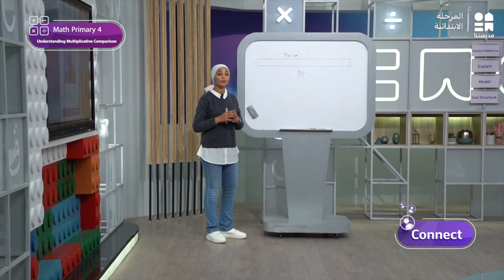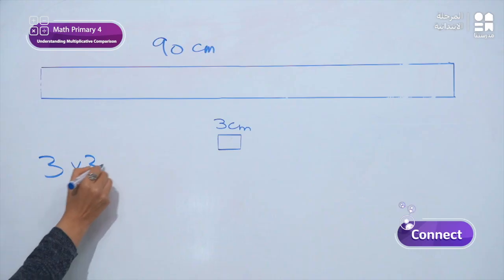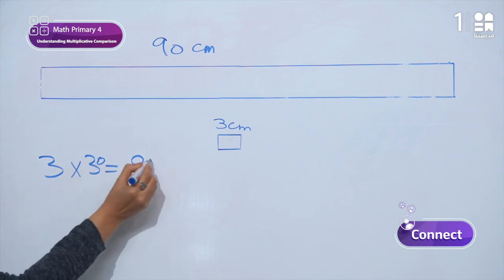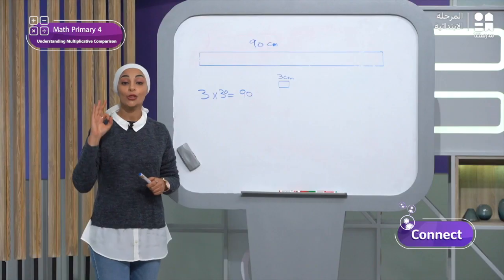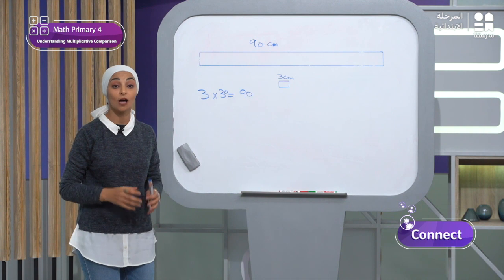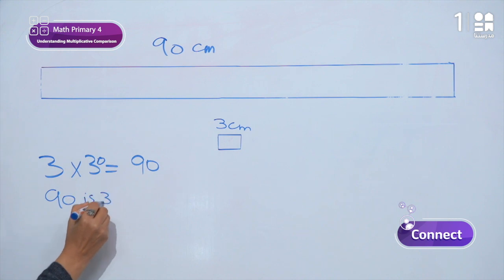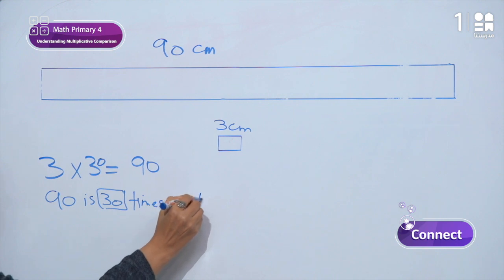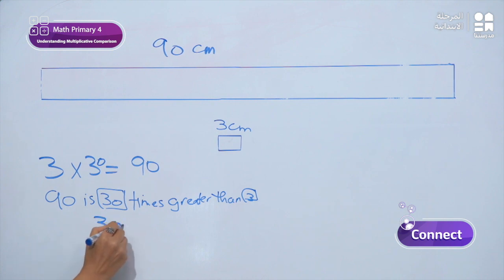We all know that 3 times 3 equals 9, right? Yes. So 3 times 30 equals 90. So now, how many parts do we need? We need 30 parts, as 90 is 30 times greater than 3. So 90 is 30 times greater than 3. I now need how many parts? 30 parts.